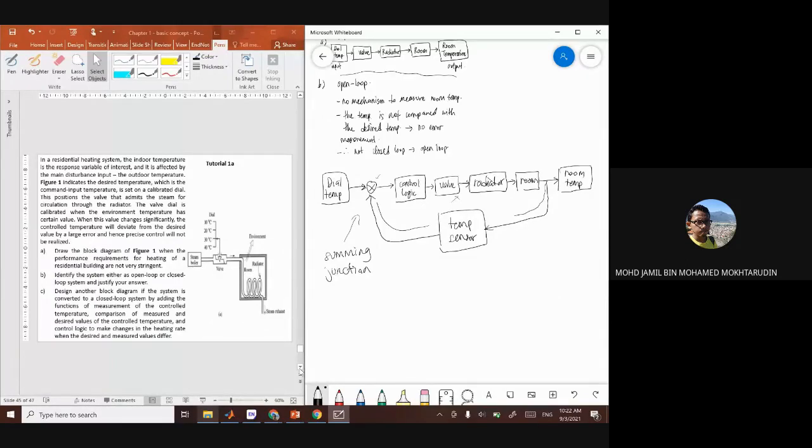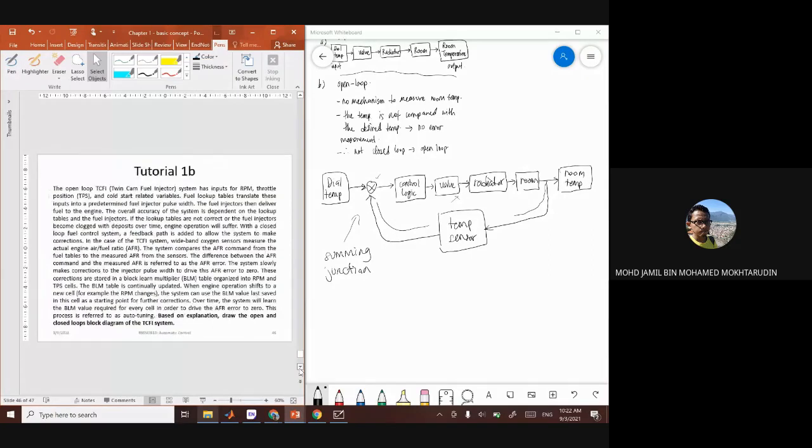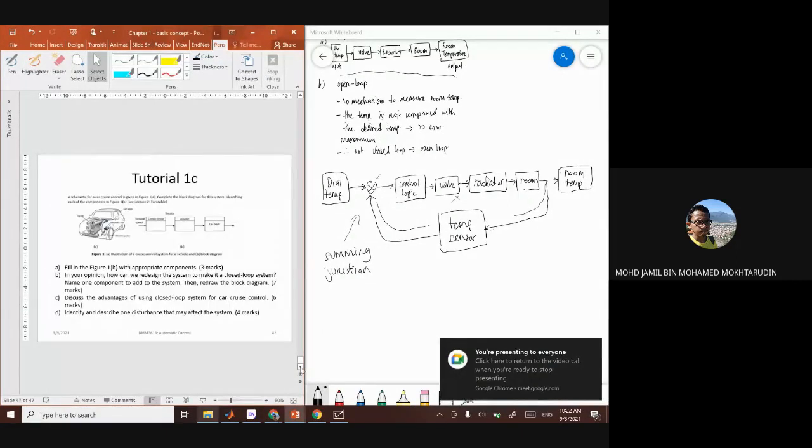Okay, so tutorial 1B. For tutorial 1B, you can find the answer on the internet. Okay, you just copy the sentence here, the paragraph here, then you can straight away get the answer from the internet. So I won't discuss this. And then tutorial 1C.